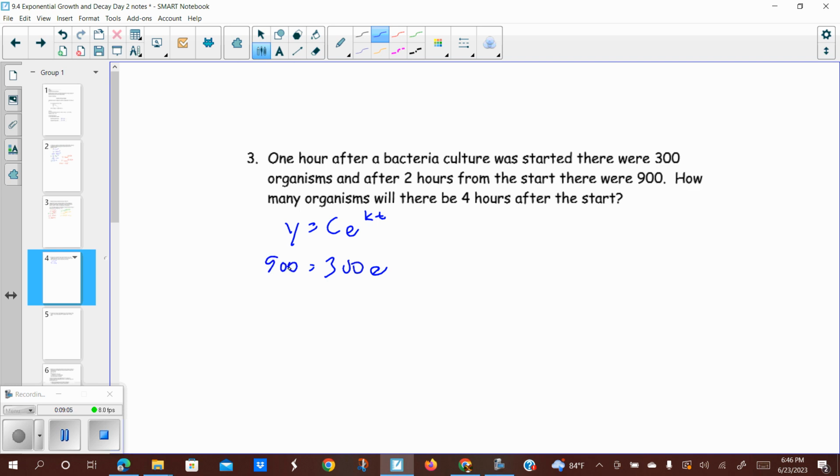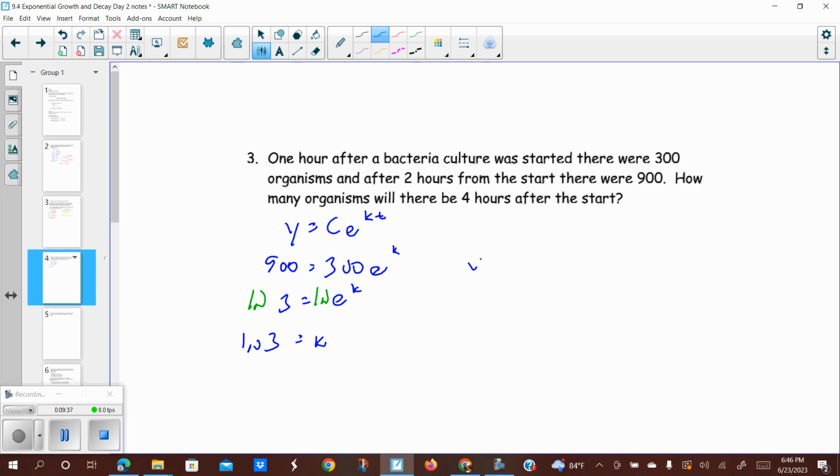We have to be careful here, though, because the first one was 1 hour after. The second one was actually 2 hours after. So the time difference between those two is actually just 1 hour. So in this case, T is 1. So then we just get 1K up there. So let's divide by 300, which will give us 3 equals e to the K. Take the natural log of both sides. We get here that K equals the natural log of 3.